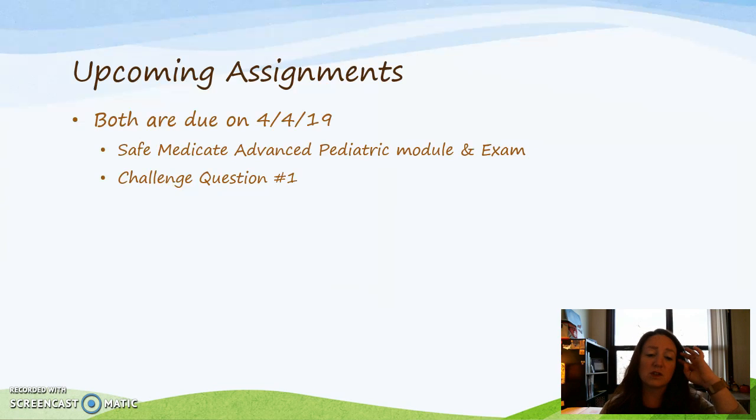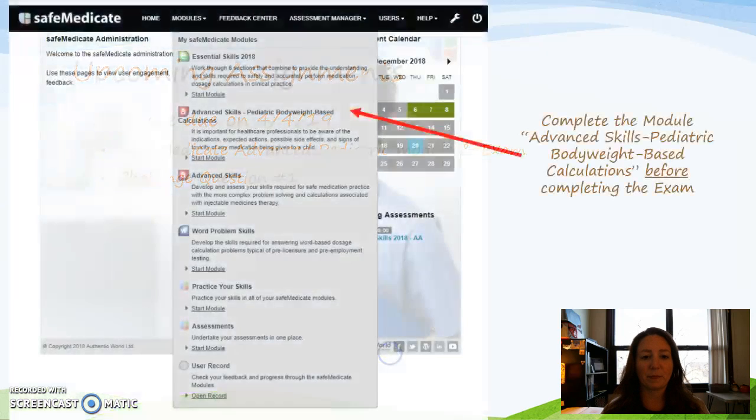So one thing that is due will be your Safe Medicate Advanced Pediatric. There is a module and there's also an exam. They're both due on the 4th. And then also we're going to have 3 different challenge questions in this course that look at an aspect of either pediatric, family, OB, that then we can talk about both online and in the classroom. So challenge question number 1 will be due by 0900 on the 4th as well.